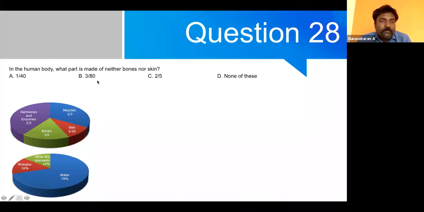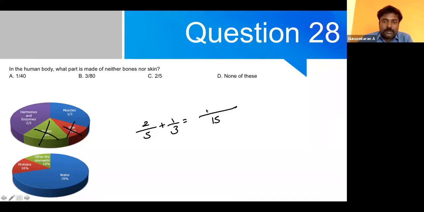In the human body, what part is made of neither bone nor skin? Okay, neither bone nor skin. So 2 by 5 and 1 by 3. Eleven by 15 part. Yeah, none of this.